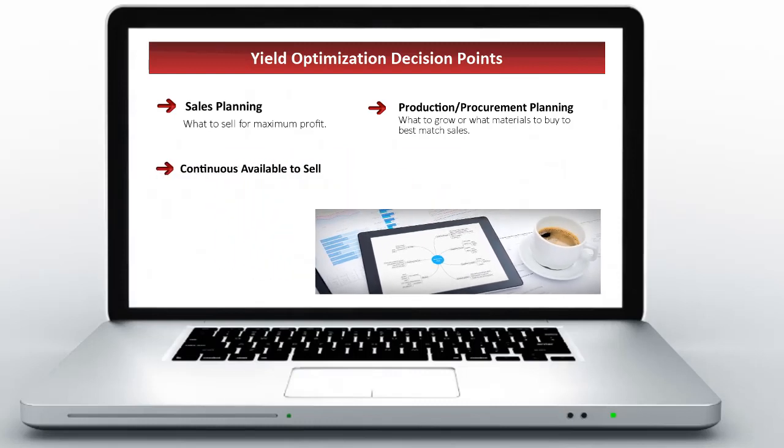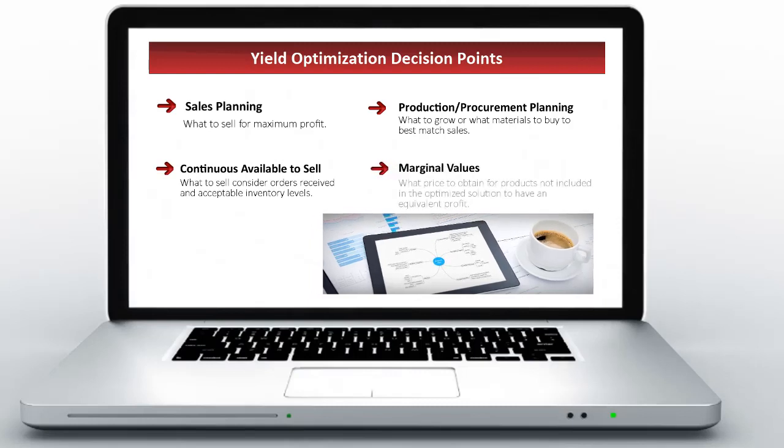Optimal Yield enables presenting to sales personnel a continuous available to sell for days into the future based on orders received and acceptable inventory levels for products. As important, what are you going to do with what is not part of the order? What's left over? You want to get maximum value out of the leftovers too. Optimal Yield provides you marginal value information so you can price products that are not in the optimized product mix in a manner to not penalize profits.